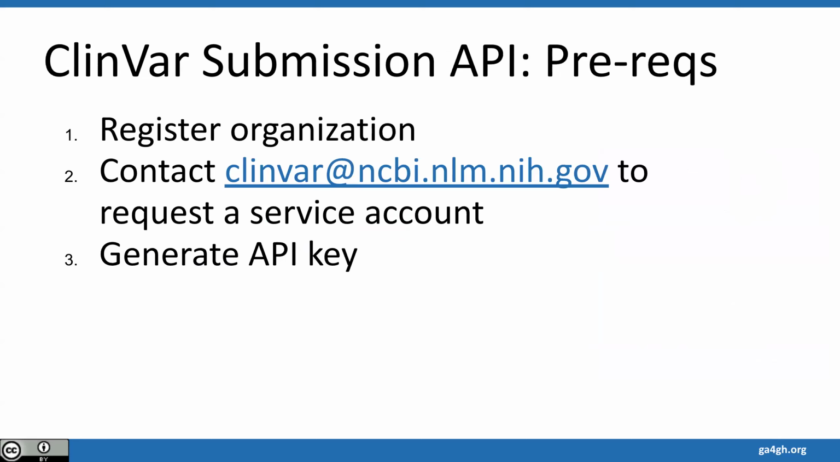Some prereqs that you should be aware of when using the ClinVar submission API is that you must first register your organization, and anyone who submits to ClinVar must do this. The last two are specific to the submission API. So you must contact the ClinVar team to request a service account. And once you do this, you'll want to generate an API token. This process is really well documented in ClinVar. And for me, it was a pretty simple and quick process to get this set up. Next slide.